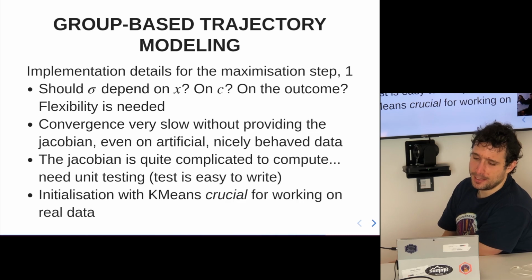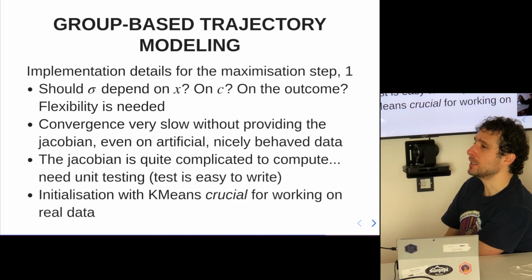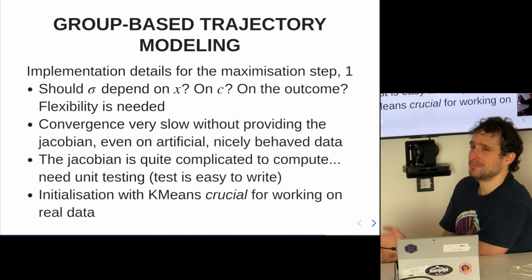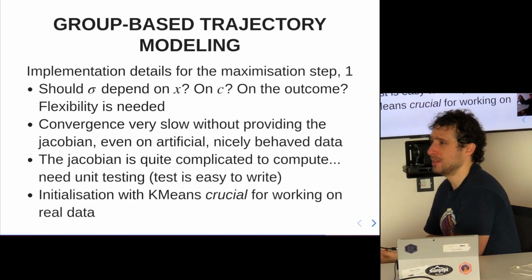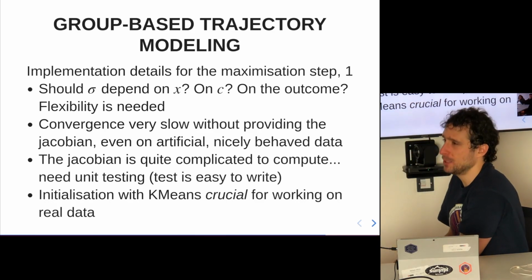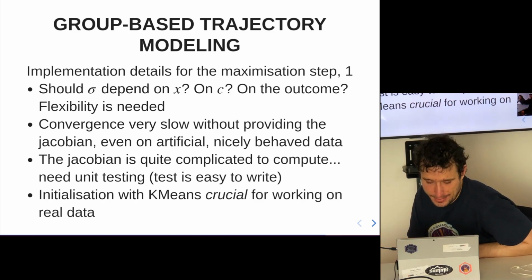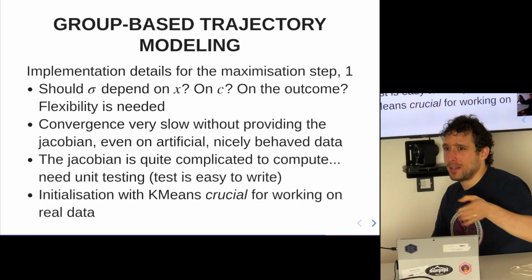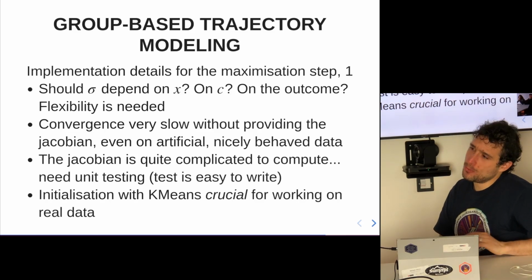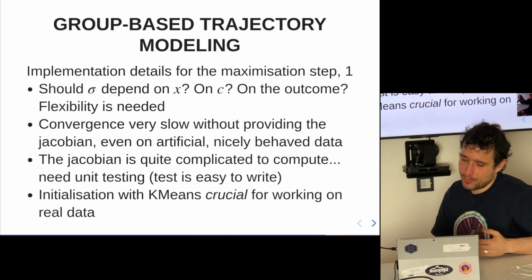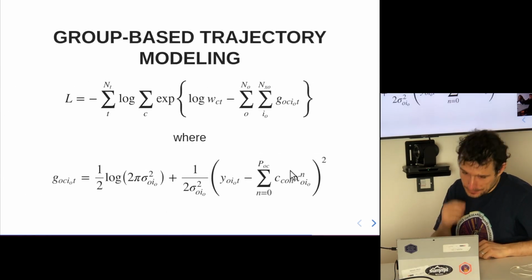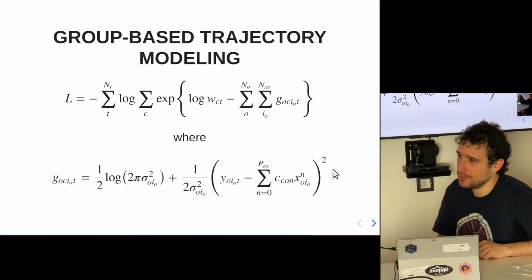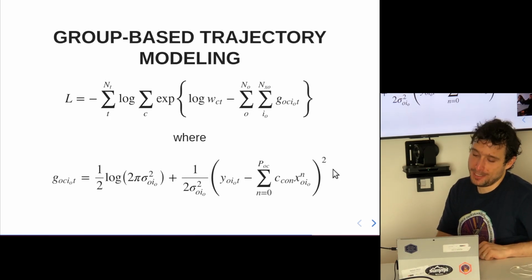So yeah, the Jacobian is indeed quite complicated to compute, and it needs some unit testing. But the test is really easy to write, because you just compare the numerical derivative with the real derivative, and it's quite easy to do. You need to do it for each direction, for each parameter separately. I was quite surprised that once I implemented the derivative in code, there was only one mistake.